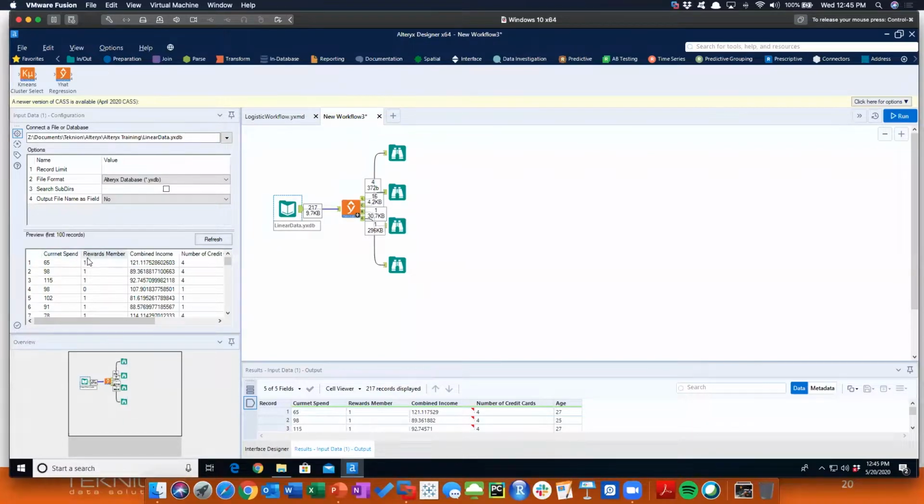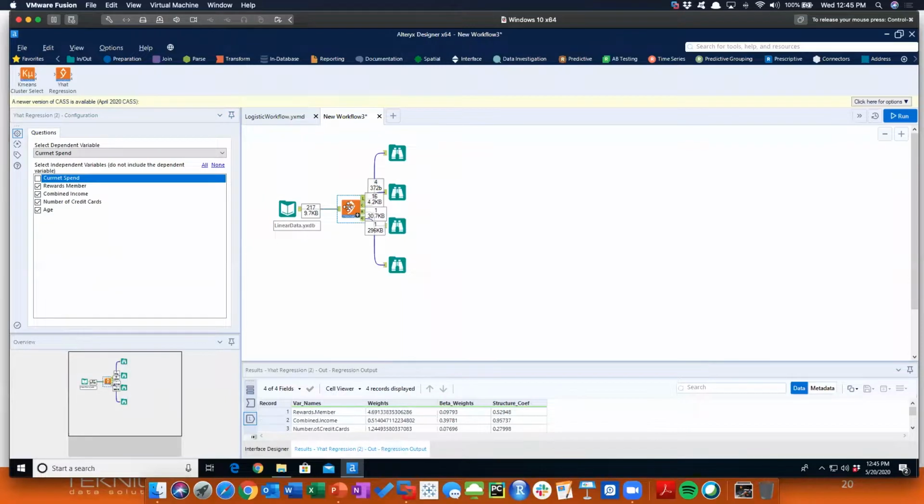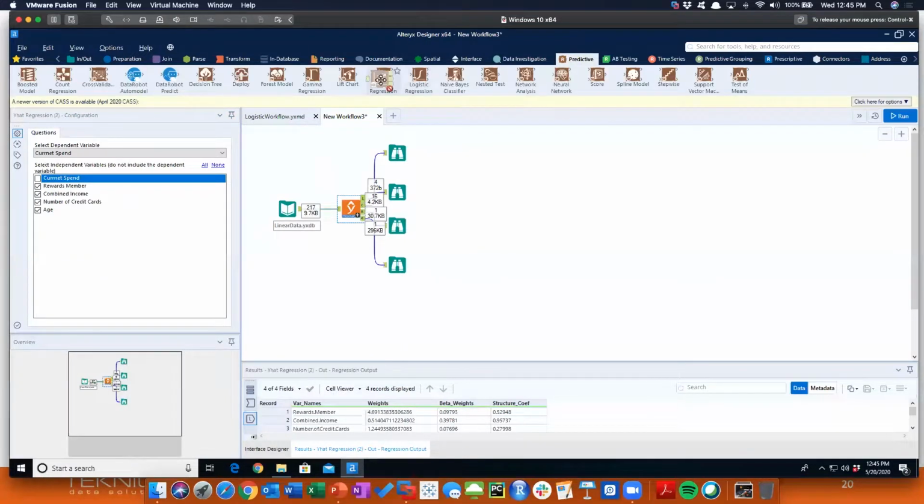And that's a product of whether or not they're a rewards member, their combined income, the number of credit cards they have, and their age. So I'm trying to use these four things, meaning age, number of credit cards, combined income, and rewards member to predict their current spend. So I pulled in a tool, and actually I could pull in the regression tool if we wanted. I could click here on Predictive and pull that linear regression tool in if we wanted.